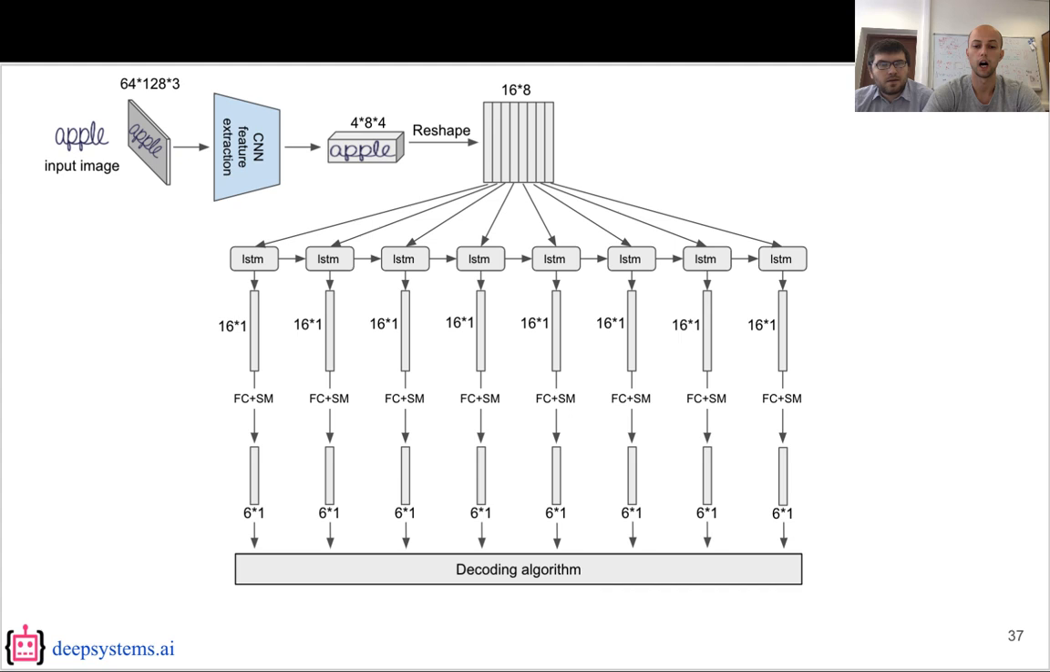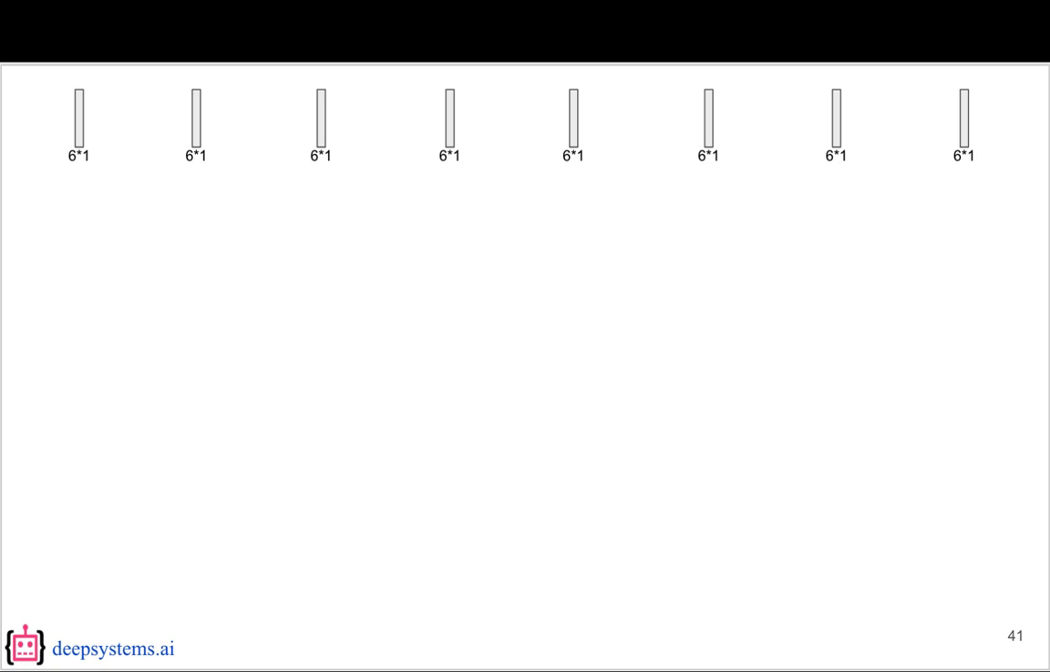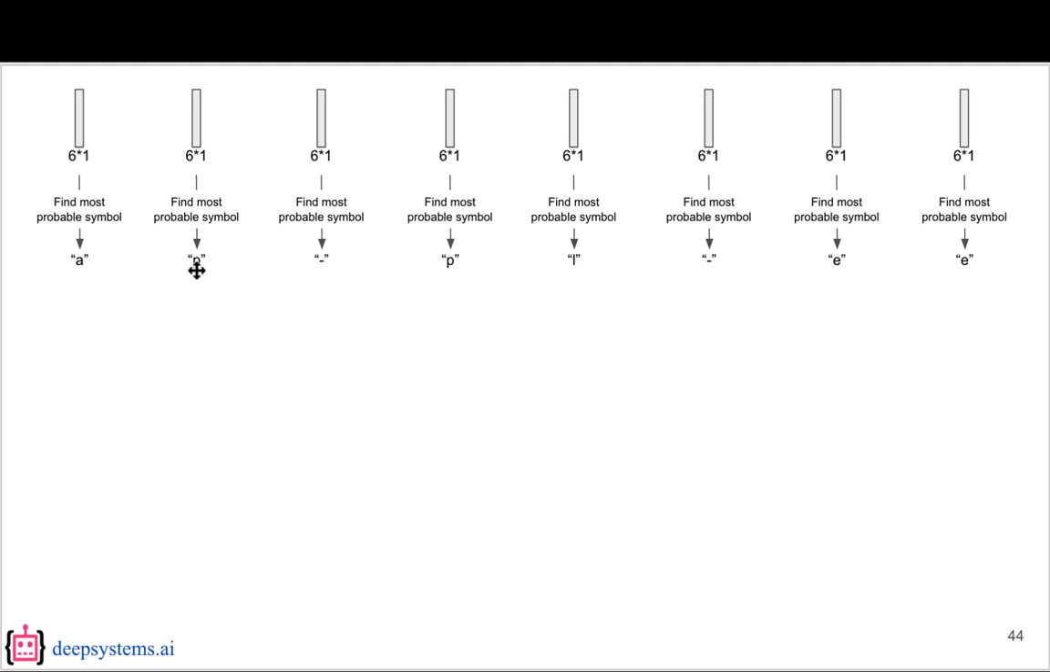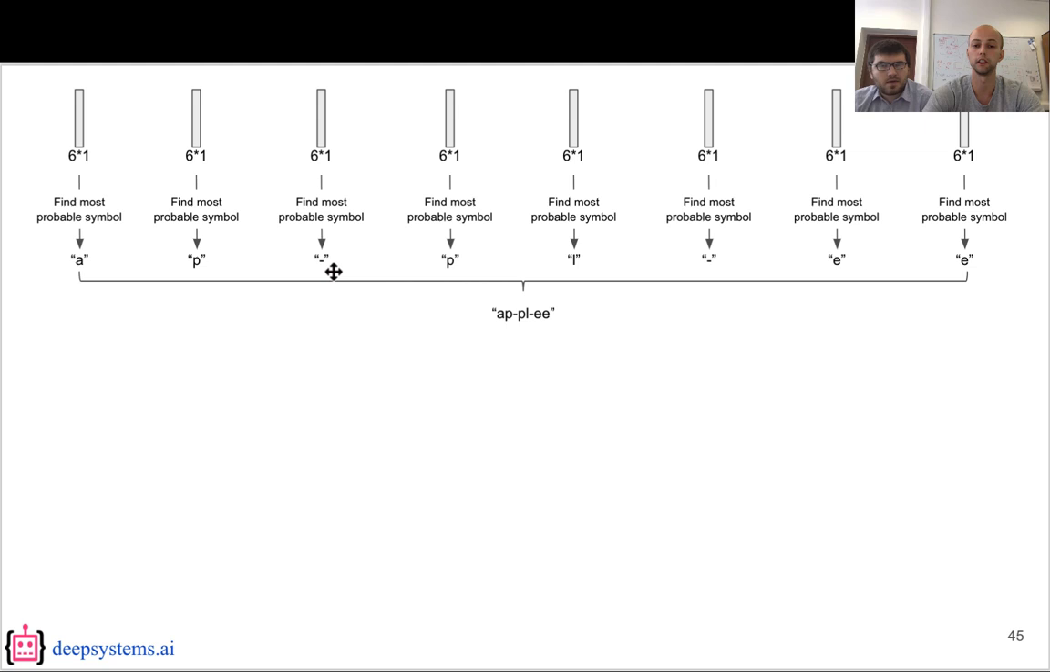Outputs from all steps are fed to some decoding algorithm that produces final labeling, apple. But how does decoding algorithm work? So let's figure it out. So we have 8 vectors of probabilities at each time step. Let's take most probable symbol at first time step. Here it is A. We can do this simply by applying argmax function. Also, we do the same at next time step and get the letter P. And repeat action for all other steps. As a result, we obtain the string of 8 characters, one most probable letter at each time step.